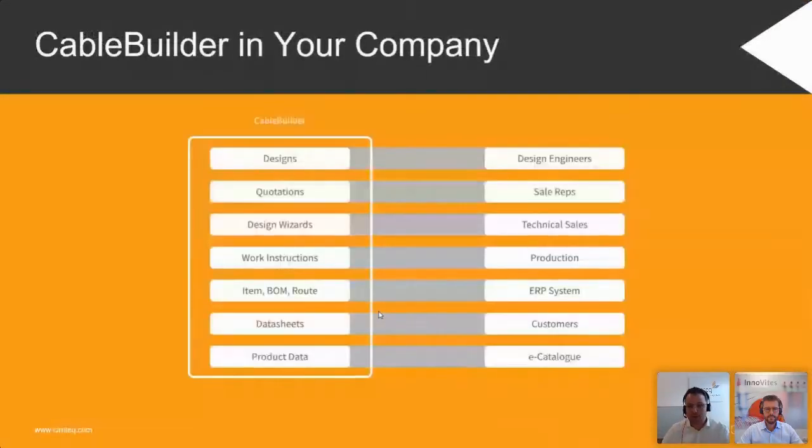So Cable Builder is a bigger package. It's not only about the design. You can also generate quotations from it, because if you have the costing and the calculations in the design module, it's a very easy step to convert it into a quotation for the sales reps. We've got design visits. We can generate work instructions automatically. Item BOM route has been mentioned. Data sheets has been mentioned. And you can do things like automatically creating a catalog for a product family. So that's more than just a data sheet straight off the database.